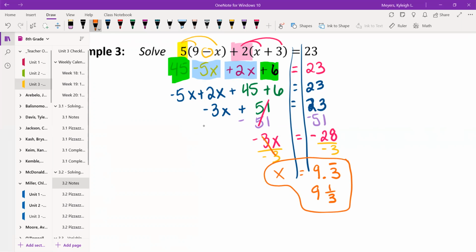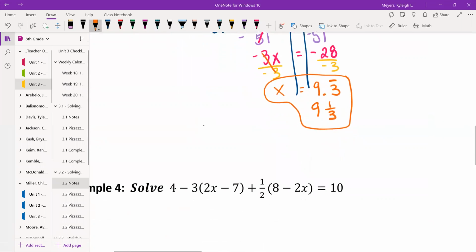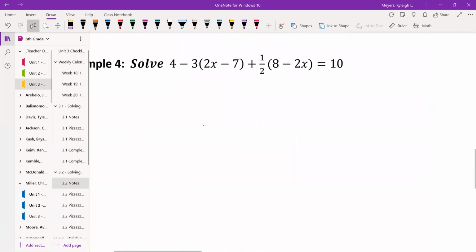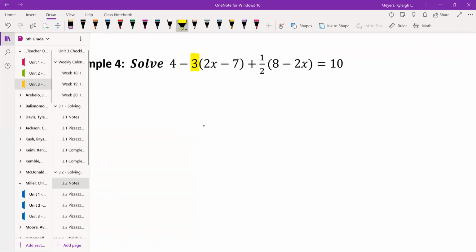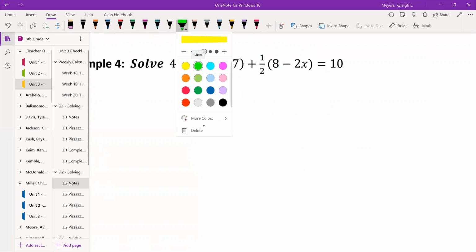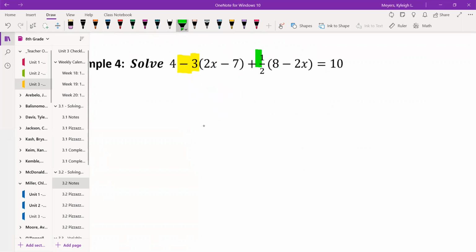Okay. Let's keep on going to the very last one. If you need to pause and look at them, pause and look at them. All right. Whew, this one's even longer. It's got 2 distributive, double negatives, and a fraction. Oh man. We got a lot to do here. So this is not just a 3, but it's a negative 3. And this isn't just a 1/2, it's a positive 1/2.